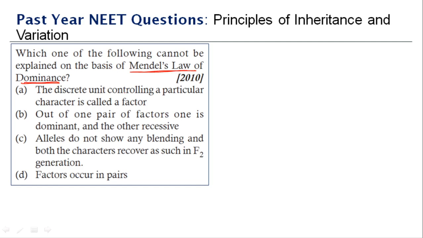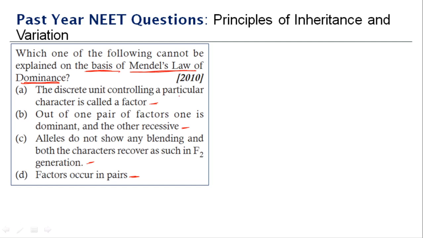The discrete unit controlling a particular character is called a factor. Out of one pair of the factors, one is dominant and the other is recessive. Alleles do not show any blending and both characters recover as such in F2 generation and factors occur in pairs. So what is the question here? Read it properly. Mendel's law of dominance. All these are all fine. All the statements are correct, but what can be explained on the basis of law of dominance?